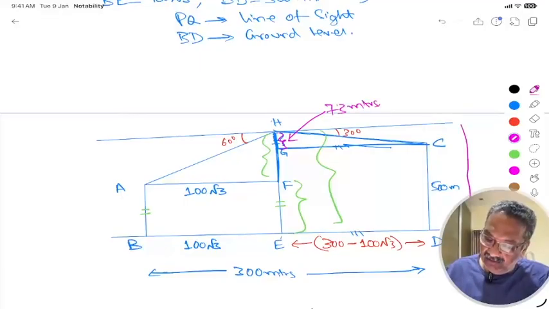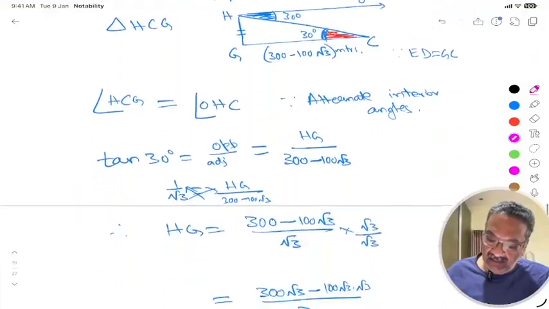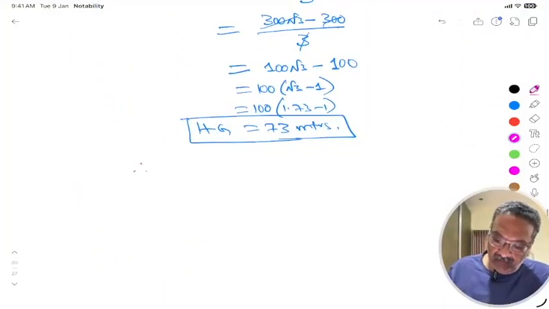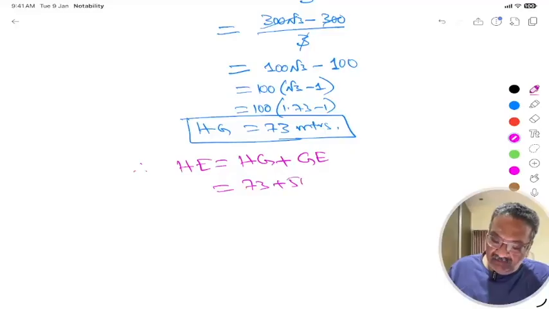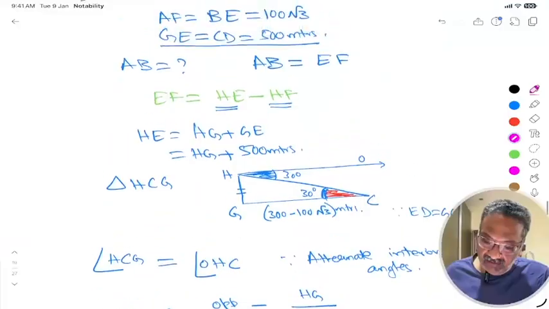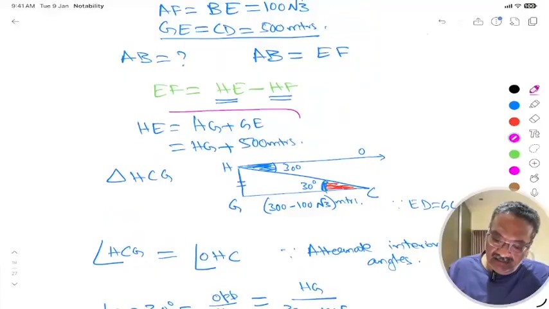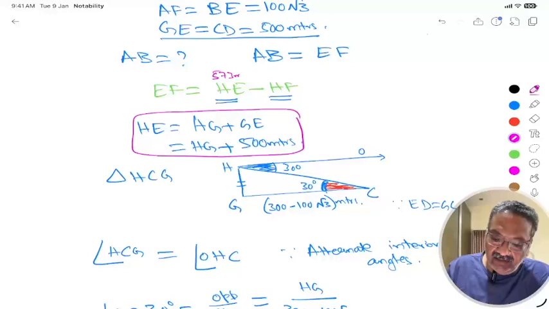So therefore what is the total distance? Up to here it is 500, so 500 plus 73. All right. So HE is equal to HG plus GE, which is 73 plus 500, equal to 573 meters. So we got 573 meters as HE. So we got HE. HE we got as 573 meters.